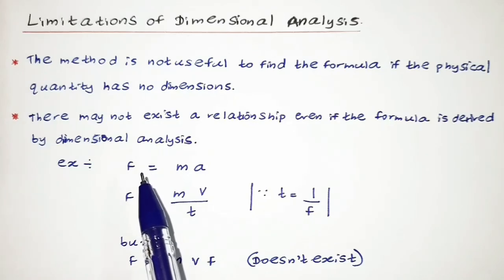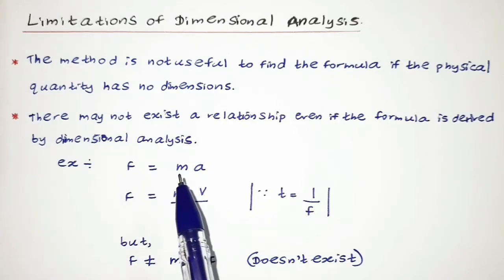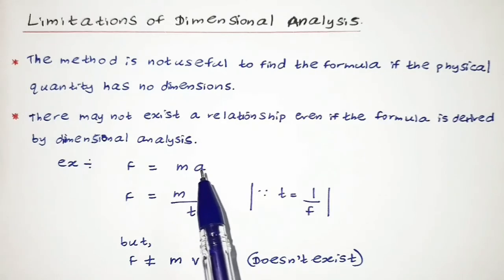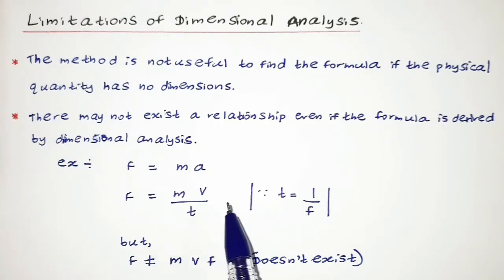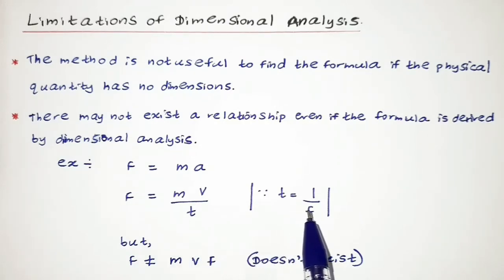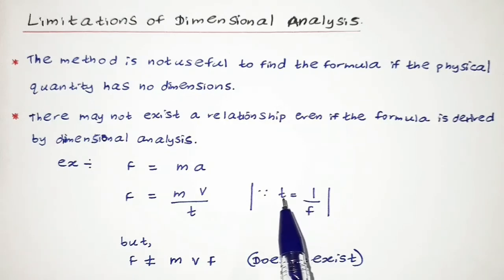For an example, if we take F equals m a, we know that the acceleration a is equal to the velocity divided by time taken. Also, we know that the time is inversely proportional to the frequency, so simply t is equal to 1 over f. But we don't have dimensional analysis related to the force equation, which is equal to m times v times f, where f is the frequency. So this equation does not exist.